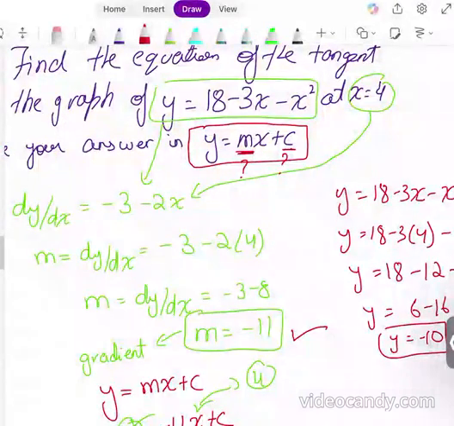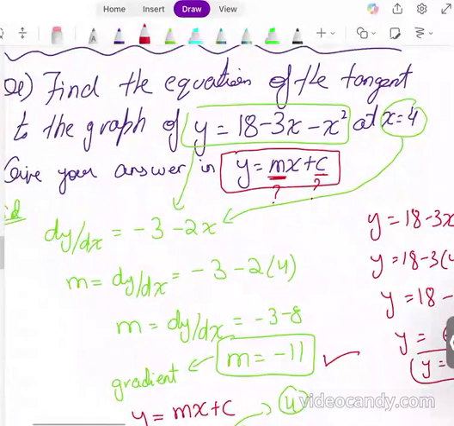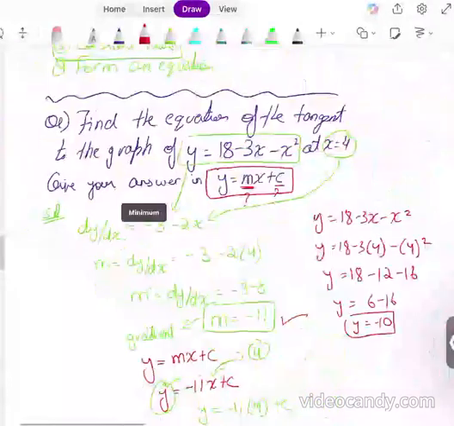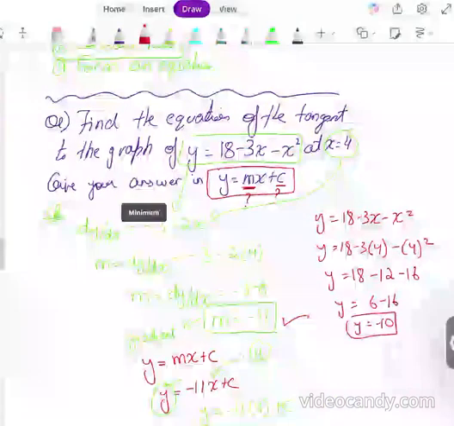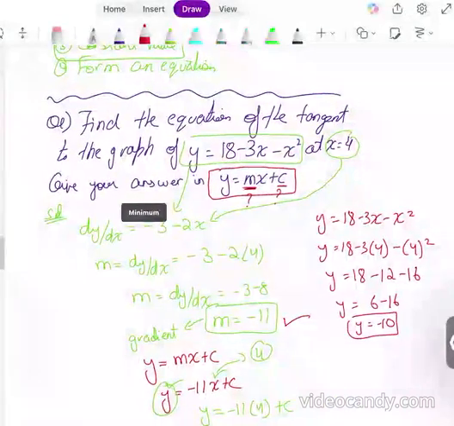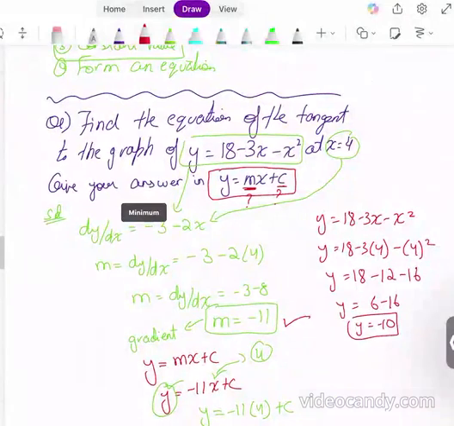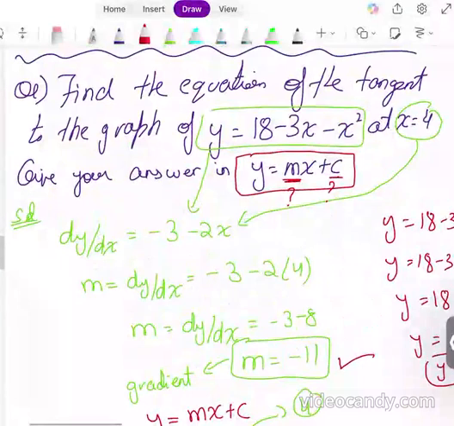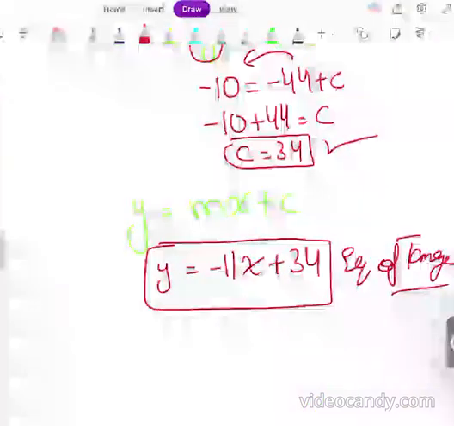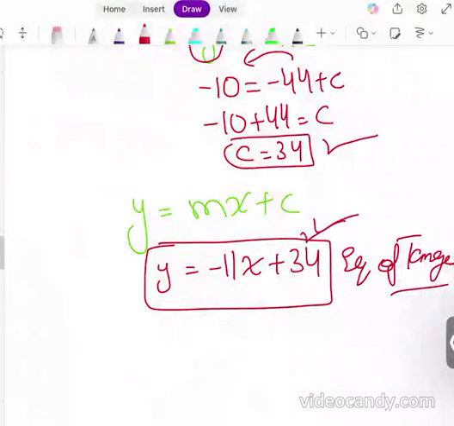Quickly, boys, write down the question. Sir, what would be the final equation? Final equation is this. We got the value of c and m. We put the values of m and c in the equation. So this is the final answer. Okay.